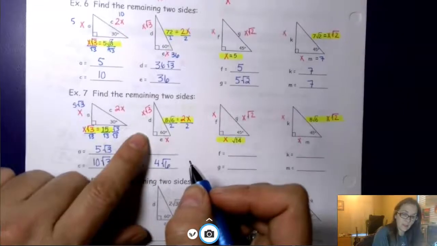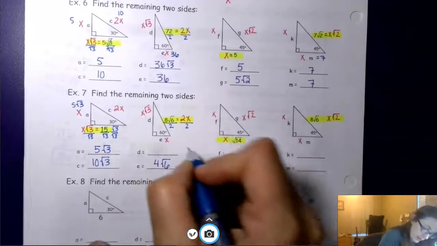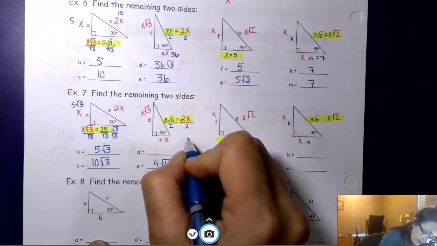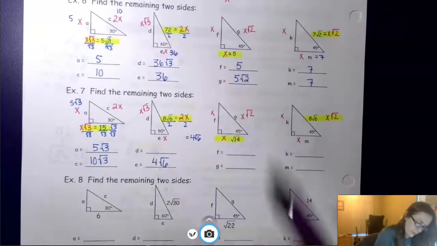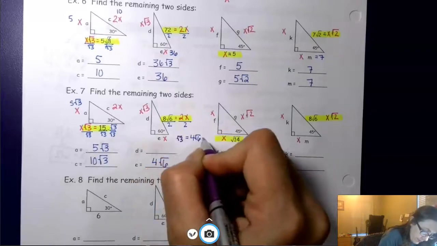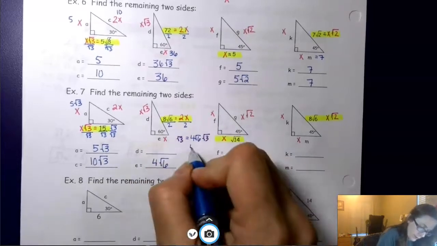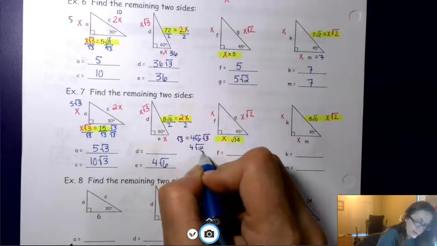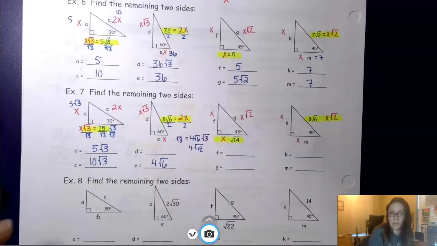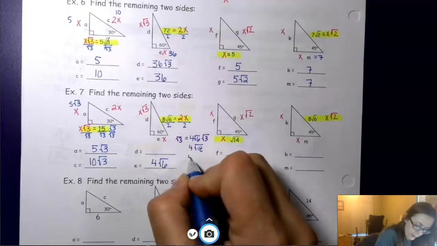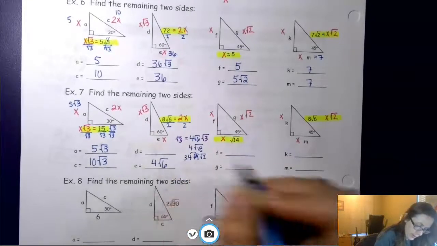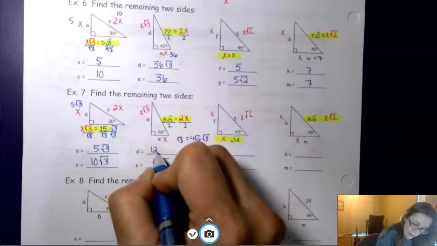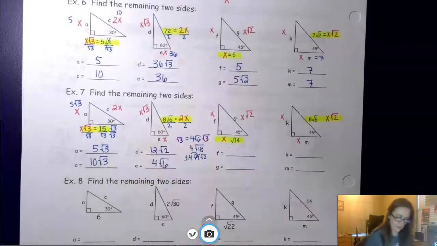Now, when I multiply that by root 3, this takes a little bit more work. So if x, right here, is equal to 4 root 6, and I'm going to multiply both sides here by root 3, I end up with 4 square root of 18. Well, this is tricky because 18 has a perfect square factor. So we have 4, 18 is going to be root 9 times root 2. Square root of 9 is 3. 3 times 4 is going to give me 12 root 2. So again, you have to simplify all the way.